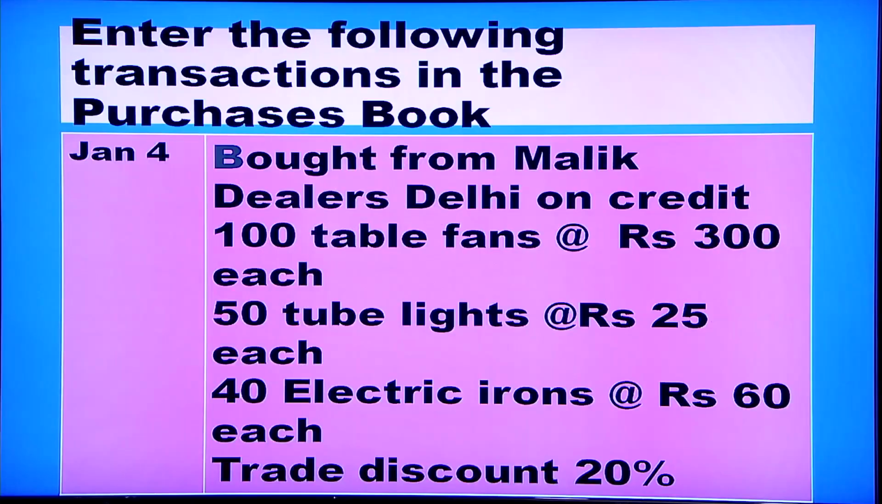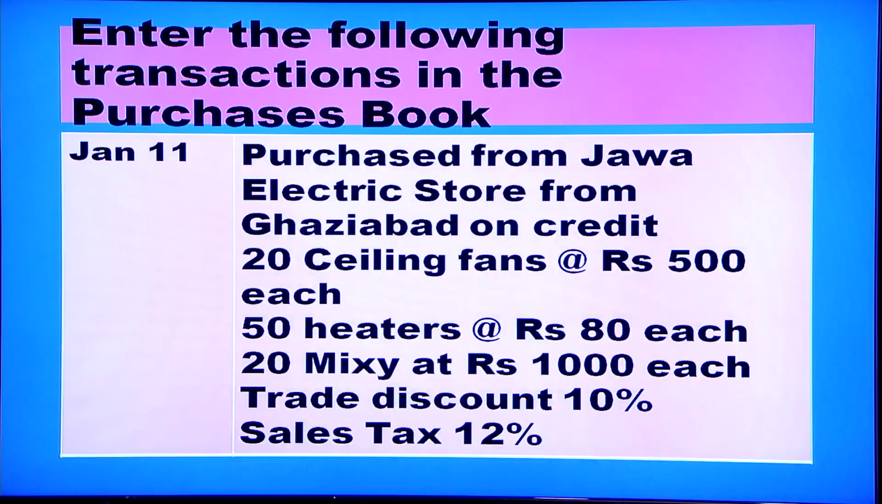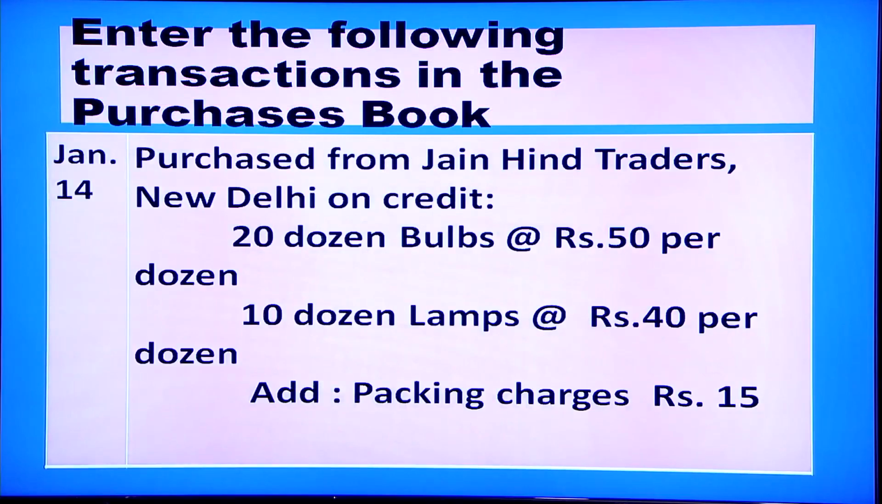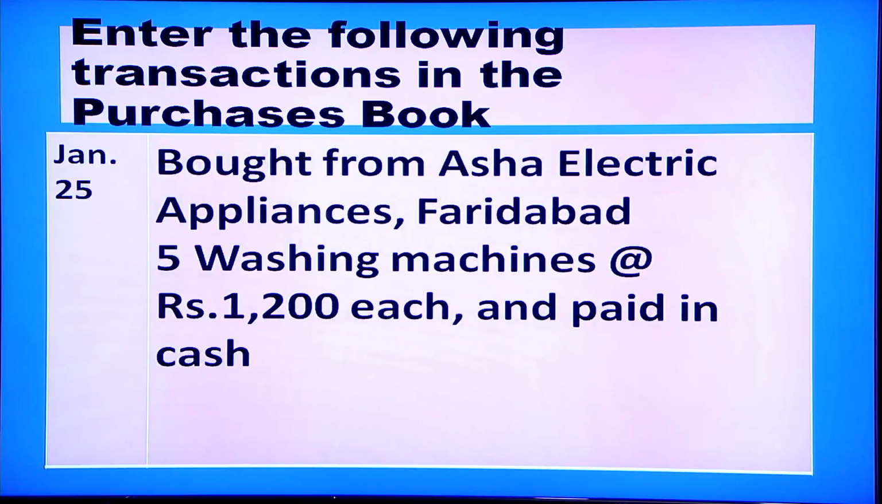Bought from Malik dealers of Delhi on credit, 100 table fans at Rs 300 each, 50 tube lights at Rs 25 each, 40 electric irons at Rs 60 each and trade discount of 20%. Next, we have purchased on January 11th from Java Electric Stores, that is in Ghaziabad, on credit, 20 ceiling fans at Rs 500 each, 50 heaters at Rs 80 each and 20 mixie at Rs 1000 each. Trade discount is given, sales tax is given in the question. Similarly, purchases from another trader and details are also mentioned.